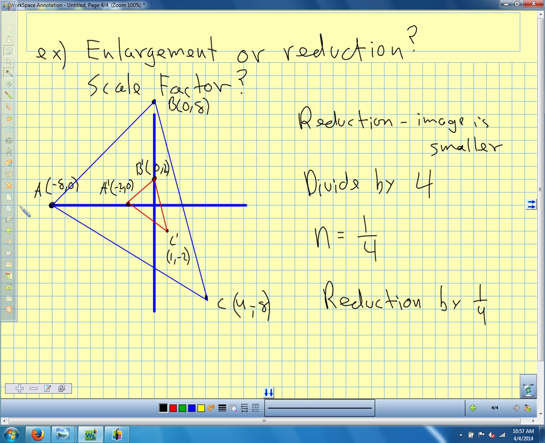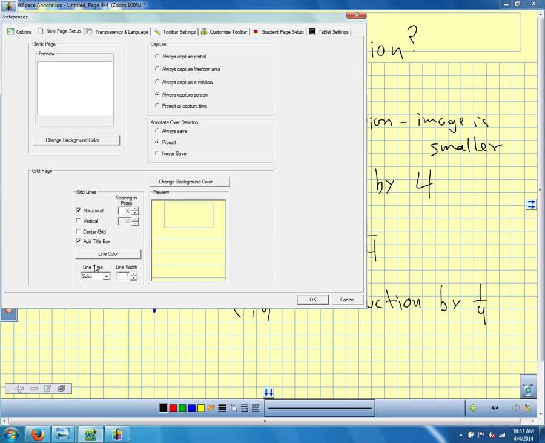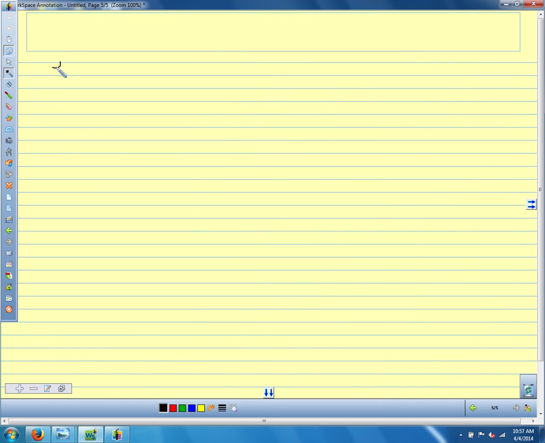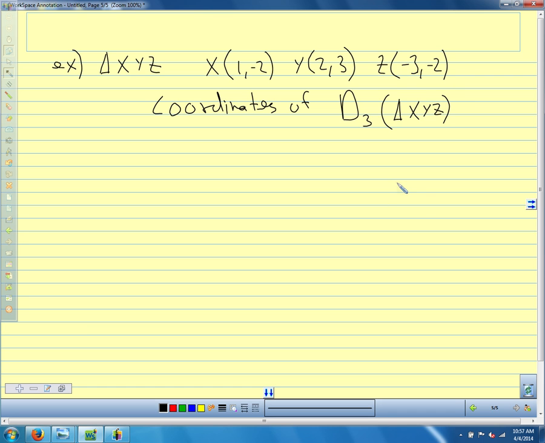All right, let's get another page. We'll do a couple of other examples. Let's say for this one, we have a triangle, and our vertices are (1, -2), (2, 3), and (-3, -2). And we want the coordinates of this transformation.